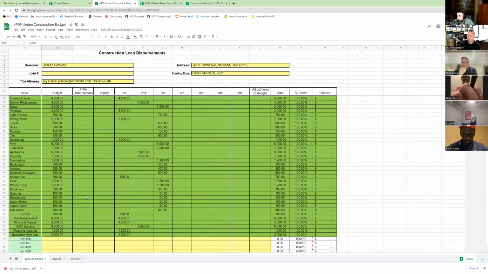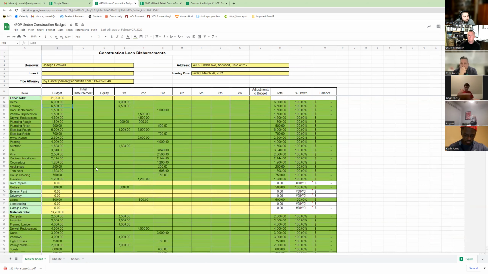They have a specific document they want. But yeah, they're going to want this during your due diligence phase. So during your financing period, they're going to want this, and you're not going to get your construction loan approved without them approving a budget list like this. Okay.